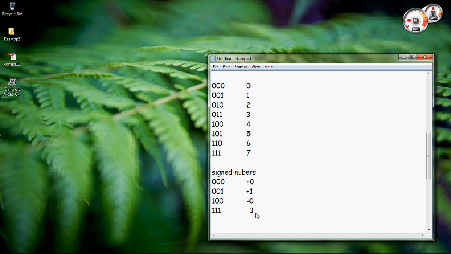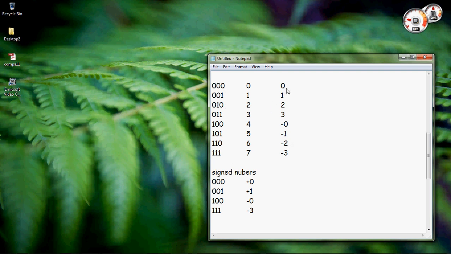In this system, the values will become 0, 1, 2, 3, then -0, -1, -2, and this is -3. So you can see here the values of these numbers.